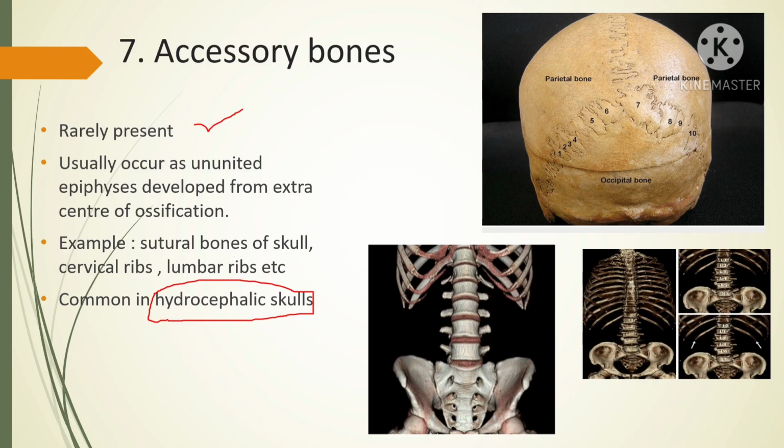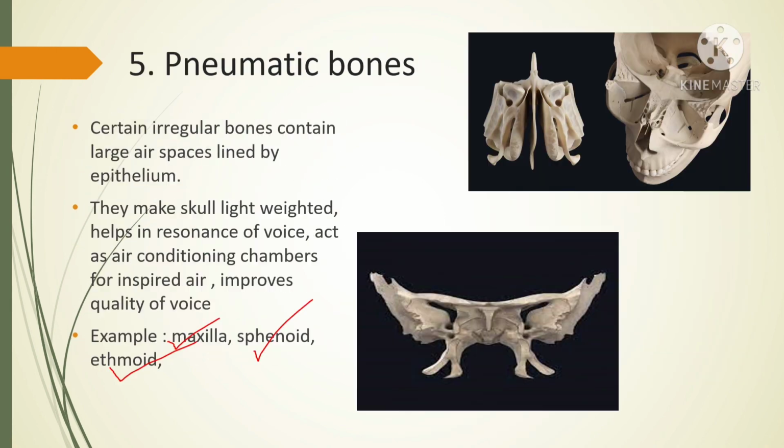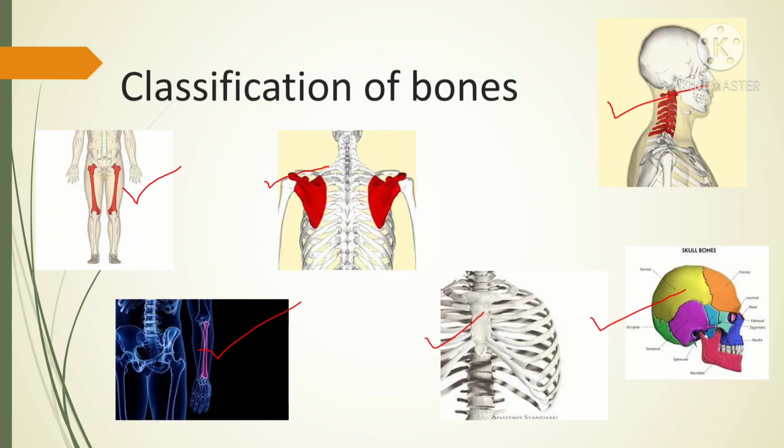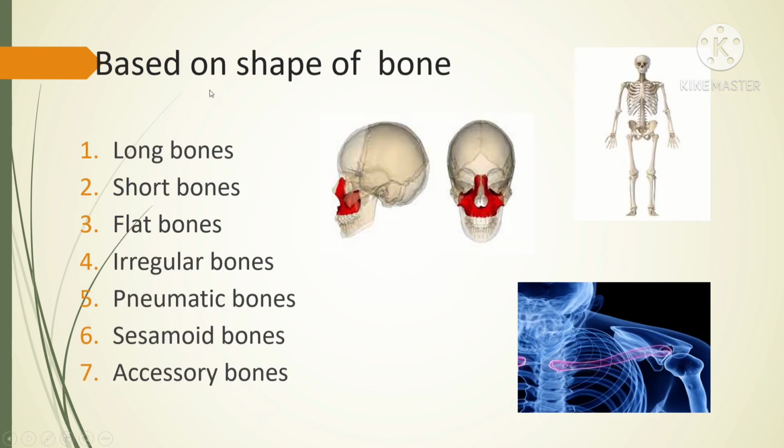So this is the last slide, so I'll stop here. I hope you understood this topic. It's a very easy topic. Today we learned regarding the classification of bone based on seven types, that is long bones, short bones, flat bones, irregular bones, pneumatic bones, sesamoid bones, and accessory bones.